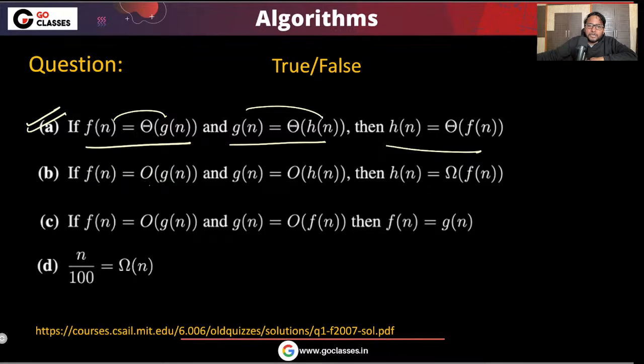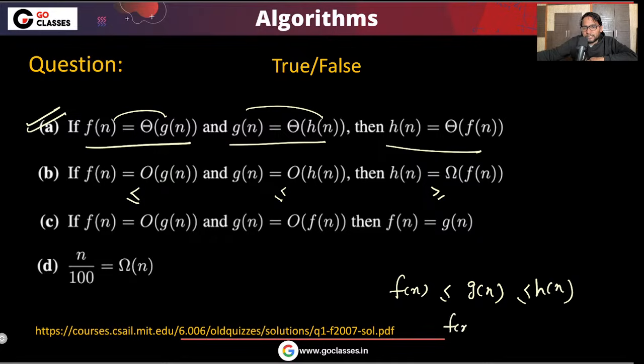What about this? If this is less than or equal to, and this is again less than or equal to, can you say hn is greater? So basically fn is less than or equal to gn, which is less than or equal to hn. This is just asymptotic comparison. Then can I say hn is greater than or equal to fn? Yes, fn is less than or equal to hn, which definitely means hn is greater than or equal to fn, right? So B is the correct answer here.